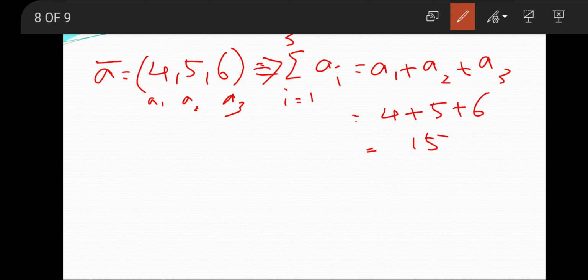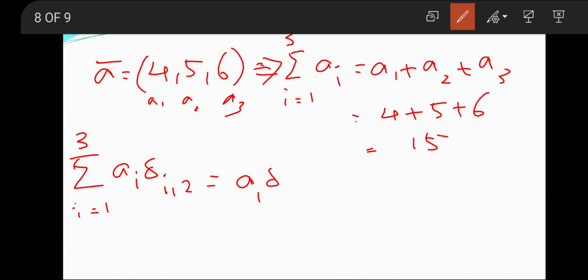Now suppose we represent this same thing with the delta function, that is summation i equal to 1 to 3, a_i delta i comma 2, which means the j value is fixed. We are fixing the j value as 2, and the i values we are taking as summation i equal to 1 to 3. Now this can be represented as a1 delta 1 comma 2 plus a2 delta 2 comma 2 plus a3 delta 3 comma 2.